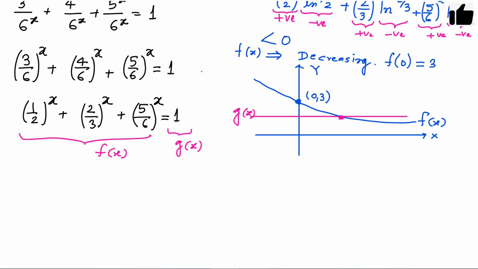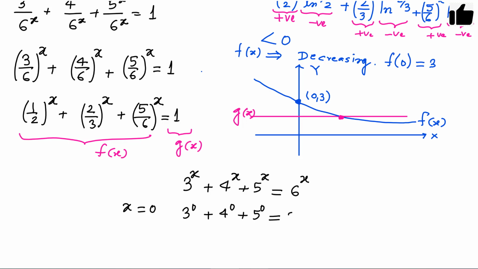So what was the original equation? Original equation was 3 raised to the power x plus 4 raised to the power x plus 5 raised to the power x, and this is equal to 6 raised to the power x. Let us start with x equals 0. So we will have 3 raised to the power 0, 4 raised to the power 0, 5 raised to the power 0, which is equal to 3 because each power 0 is 1. Is this equal to 6 raised to the power 0? No, because 6 raised to the power 0 is 1. So left hand side is not equal to right hand side. So this does not satisfy this equation.